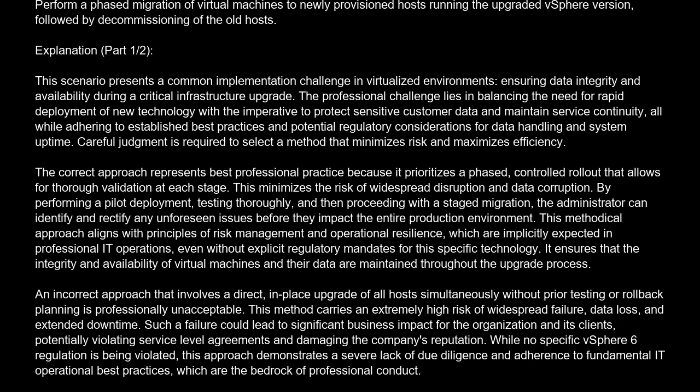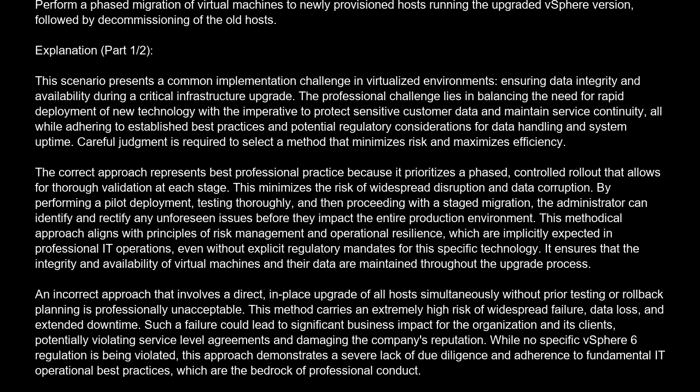The correct answer is C. Perform a phased migration of virtual machines to newly provisioned hosts running the upgraded vSphere version, followed by decommissioning of the old hosts. Explanation. This scenario presents a common implementation challenge in virtualized environments, ensuring data integrity and availability during a critical infrastructure upgrade.